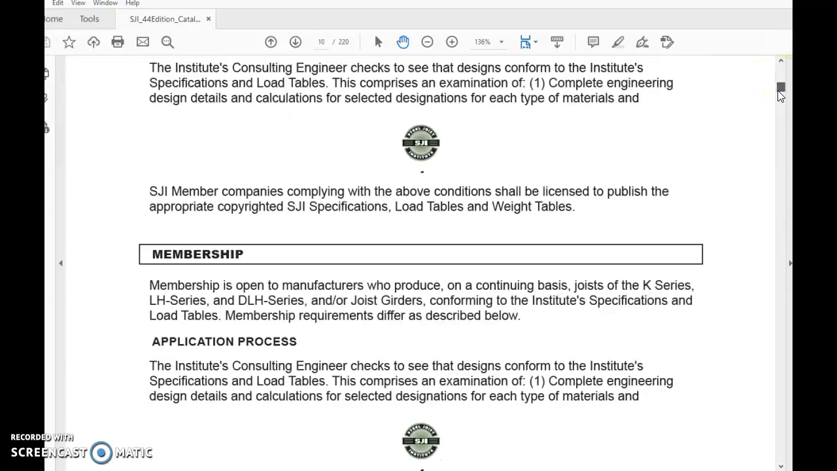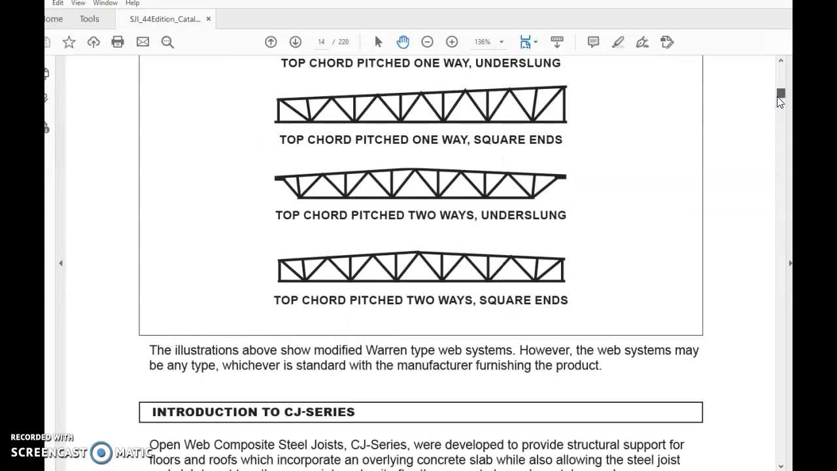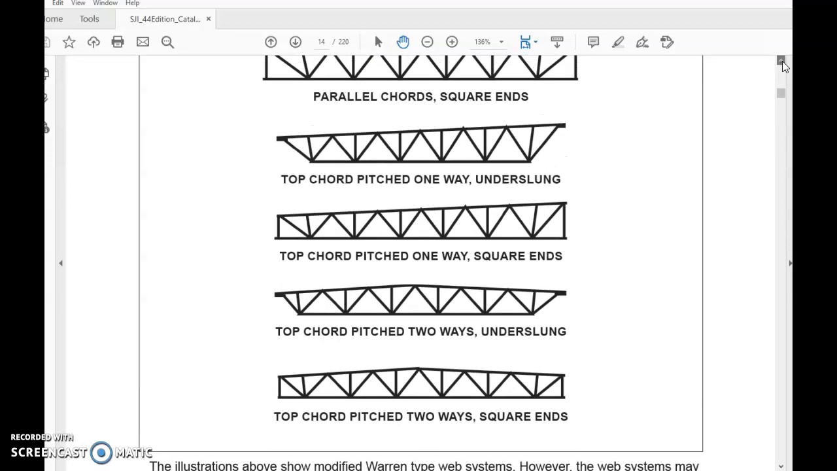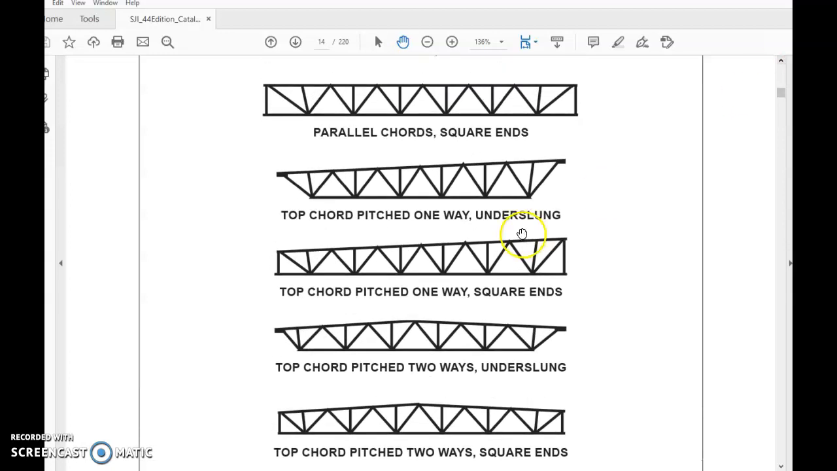And I want to try to skim through. Here's some of the different common joist shapes. So this is a parallel chord joist. And you can kind of see here that the top chord and the bottom chord are parallel. You can also use these to cantilever. So if I had a bearing point right here, I could cantilever out beyond the outside wall of the building with a joist similar to this.